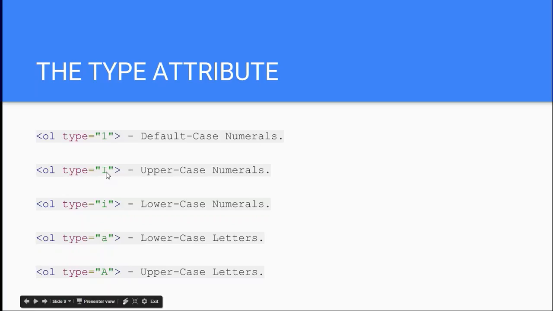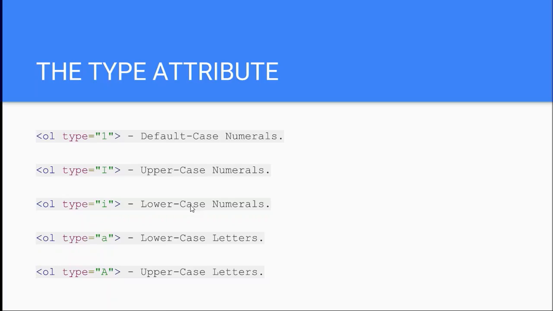If you type capital I, you'll get uppercase numerals, and if you type small i, you'll get lowercase numerals. If you type small a, you'll get lowercase alphabets. If you type capital A, you'll get uppercase alphabets. Let's try the first 2 examples so that you'll understand it better. Let's try the first example.